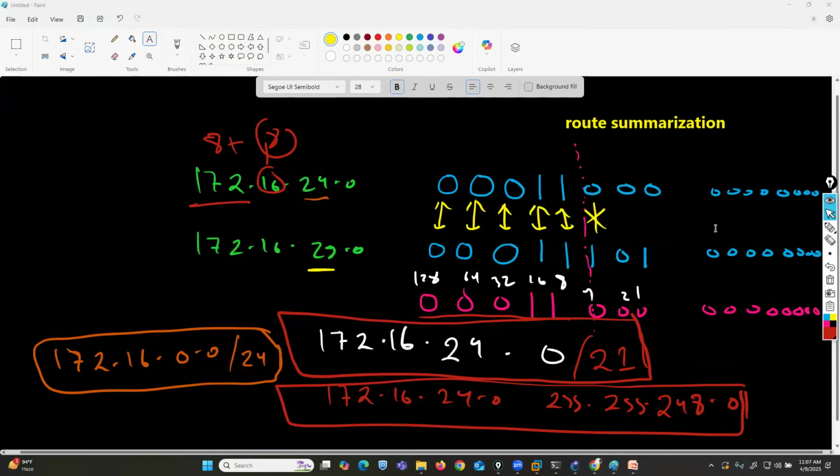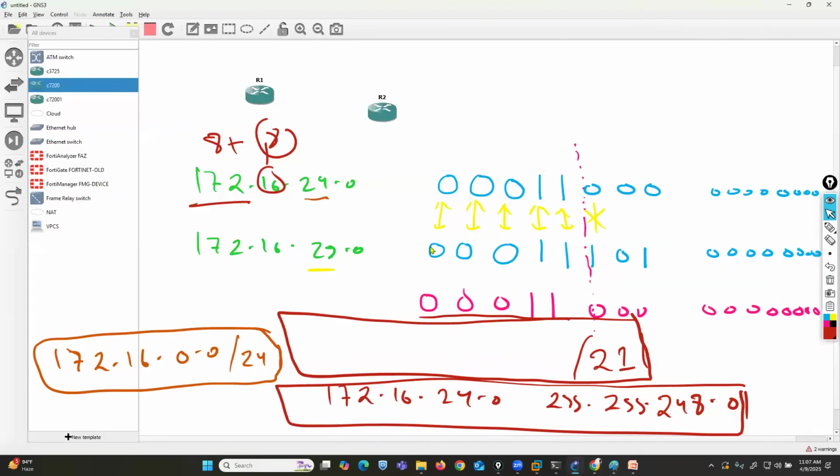So this is our question: how to find a summary address of a network. Now we can go for practical implementation, but we can do the practical tomorrow, Juvency, because we cannot complete it today. Okay, dear.